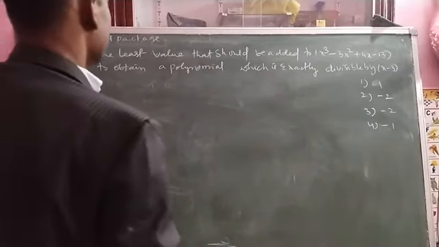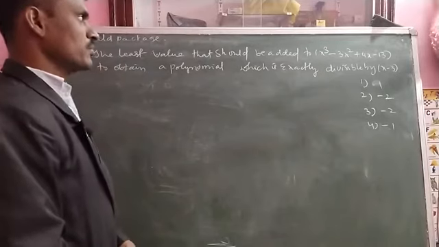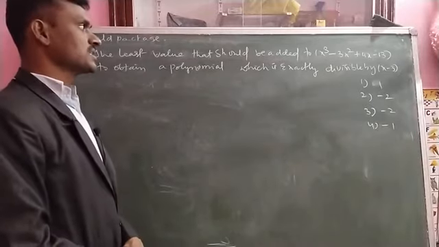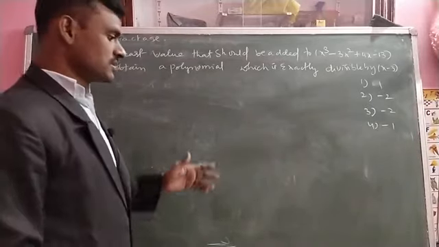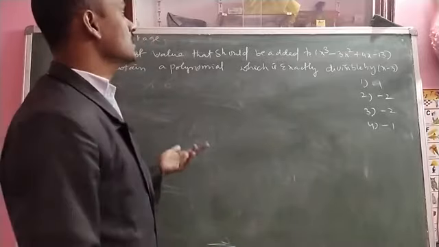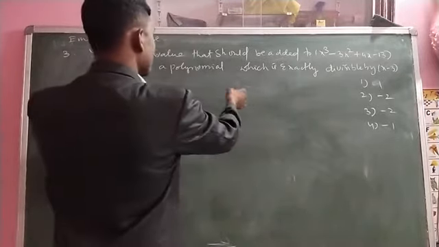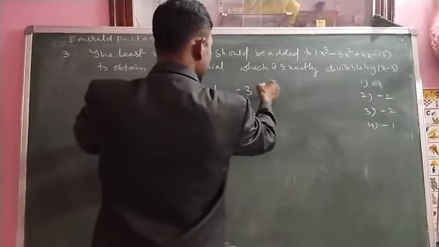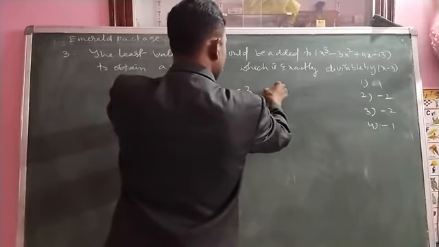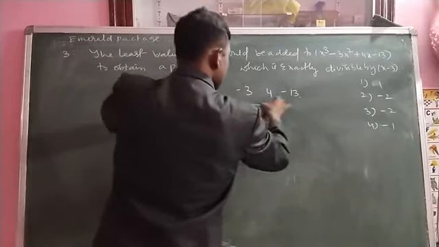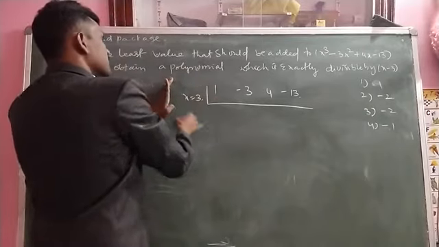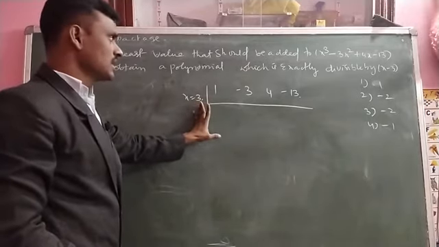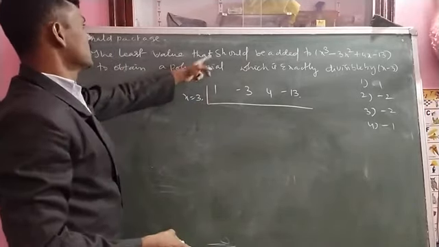The third one. Find the least value that should be added to x cube minus 3x square plus 4x minus 30 to obtain a polynomial which is exactly divisible by x minus 3. For this you can use the long division method or the synthetic division method. Okay, I will use the synthetic division method. First we write the coefficients according to degree in descending order. Now it is divisible by x minus 3.